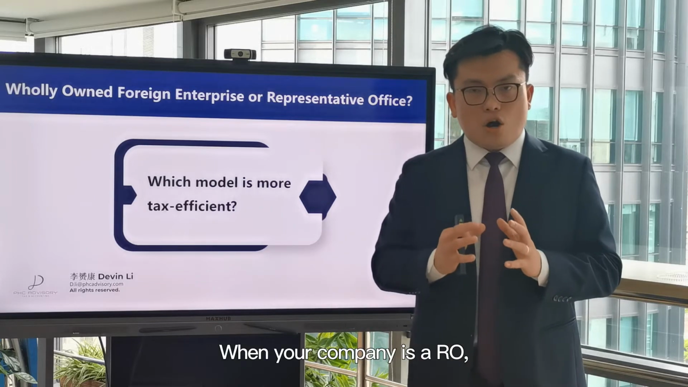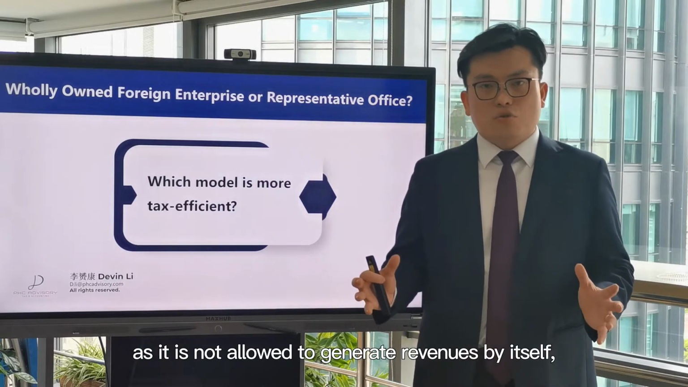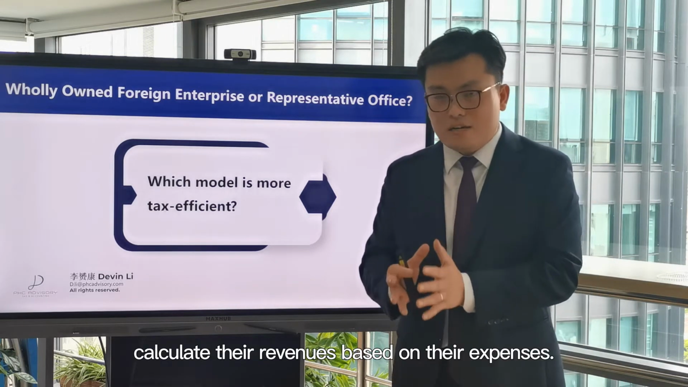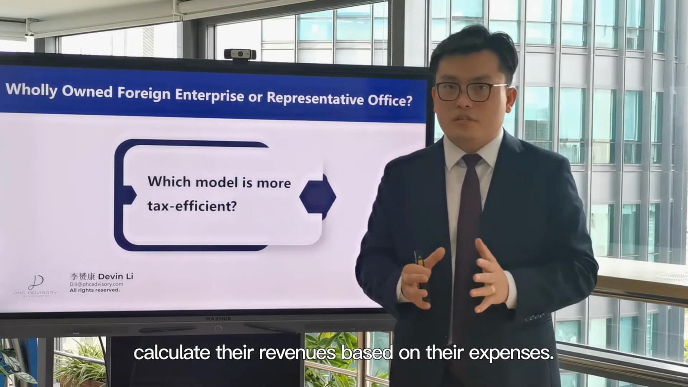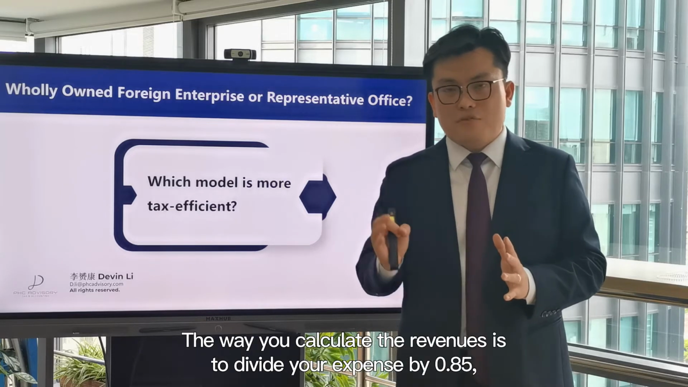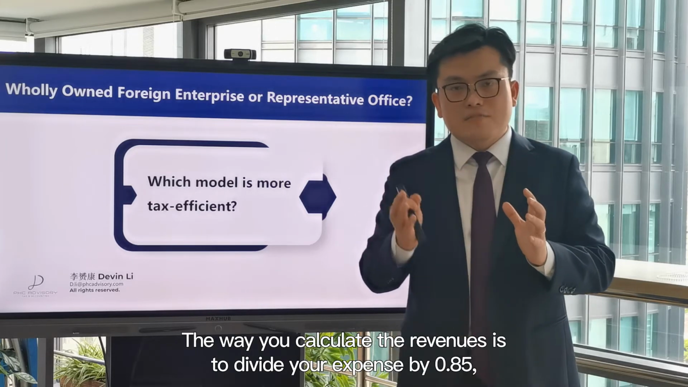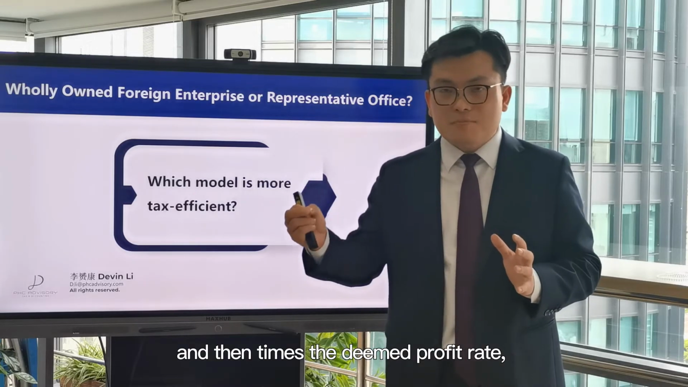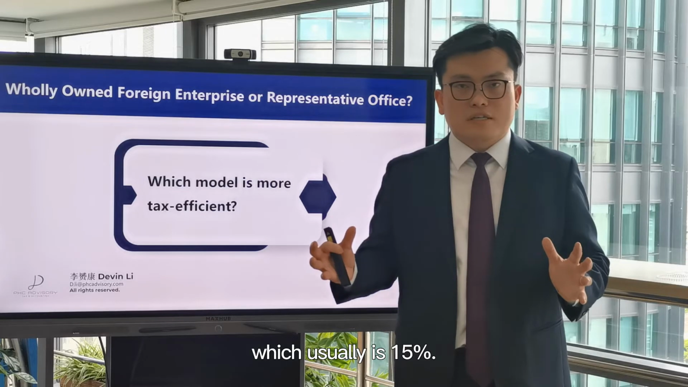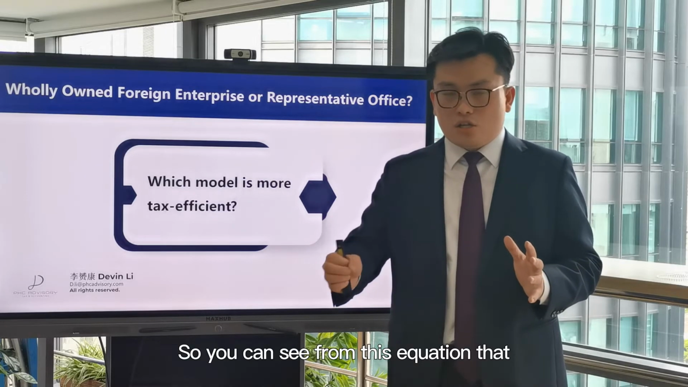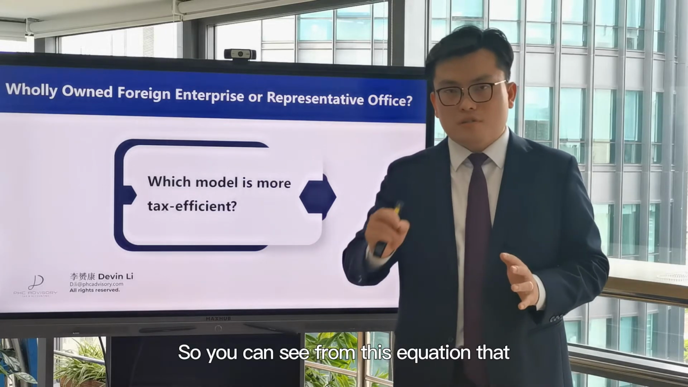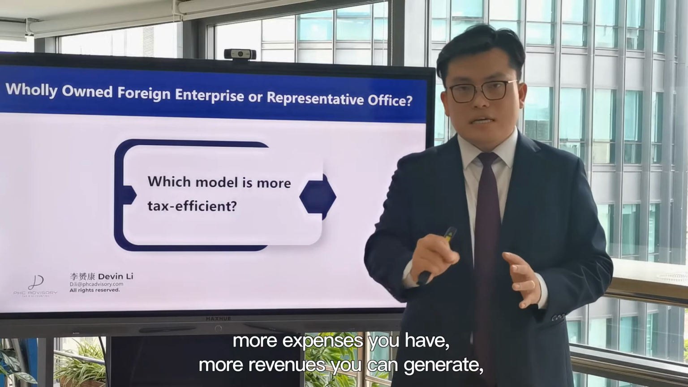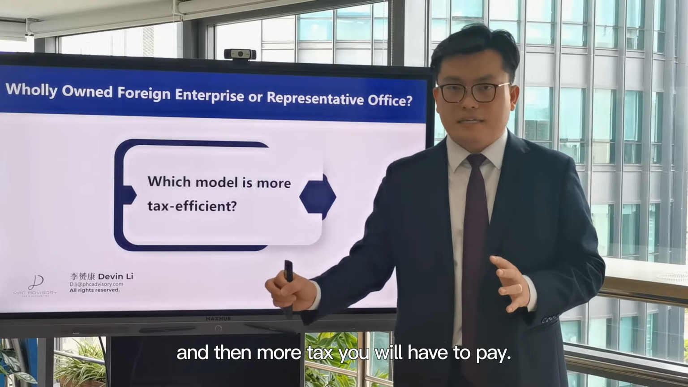And for the RO, because it cannot generate revenue by itself, the tax bureau asks the RO to calculate its revenue based on its expense. The way you calculate revenue is to take your expense, divide by 0.85, and then multiply by the deemed profit rate, which is usually going to be 15%. So you can see from this equation, the more expense you have, the more revenue you are going to generate, and then the more tax you have to pay.